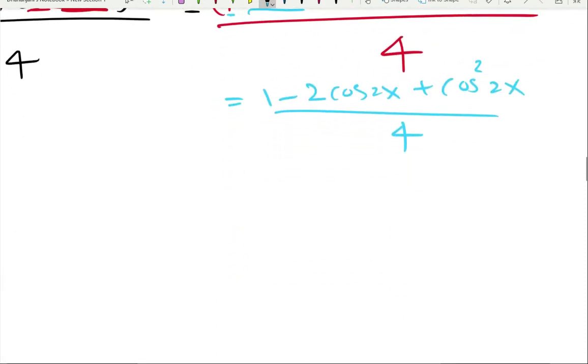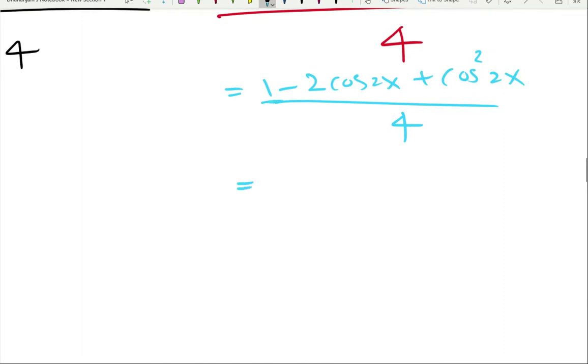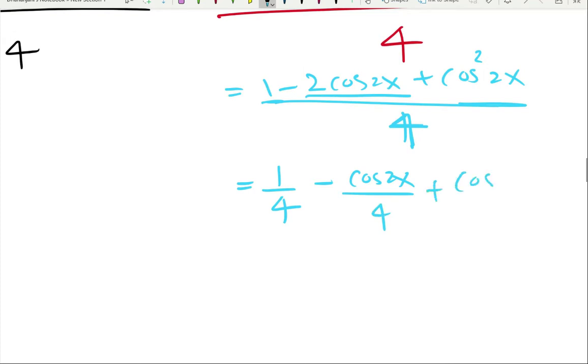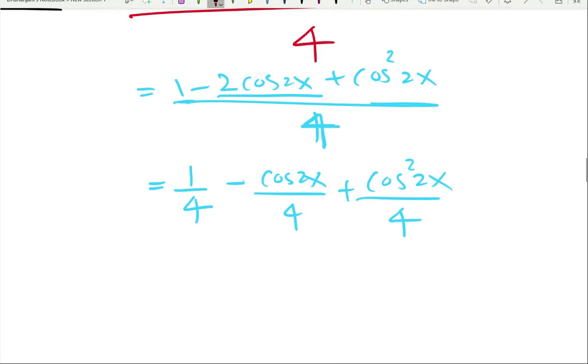Okay, let's divide each term in the numerator by 4. So this is 1 over 4. Negative 2 cosine 2x over 4 is negative cosine 2x over 2, 2 and 4 cancel out, plus cosine square 2x over 4. Okay, what can we do here? Well, my goal is to rewrite this function as a power 1. Then what identity should you use?